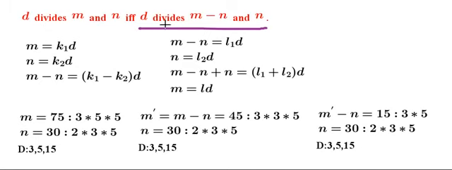So now we'll assume that D divides m minus n and n, and now we'll show that D also divides m and n. So since D divides m minus n, it can be represented as a multiple of D. Similarly, n can be represented as a multiple of D. And now if we add these two, then ultimately we will get m, and m is equal to nothing but (L1 plus L2) times D. So m is a multiple of D. So ultimately we have shown that this particular lemma is true.